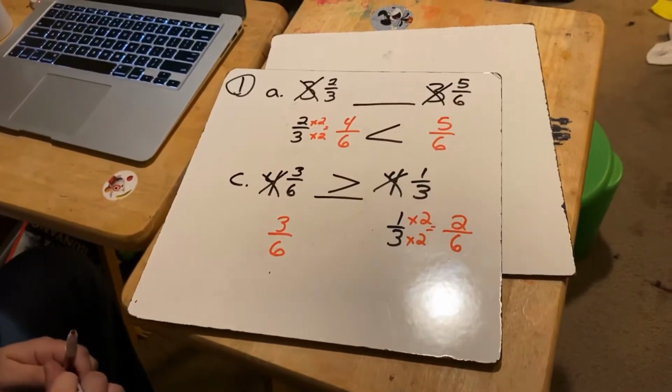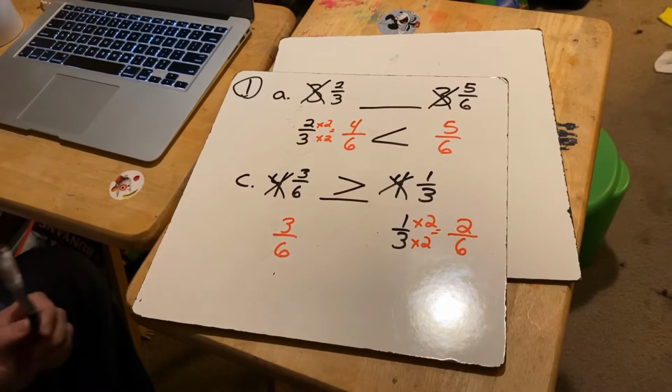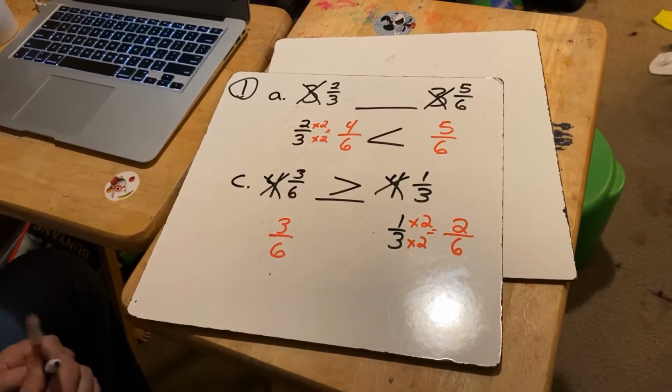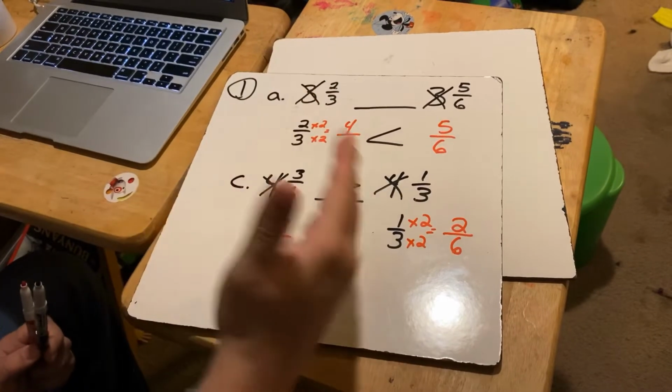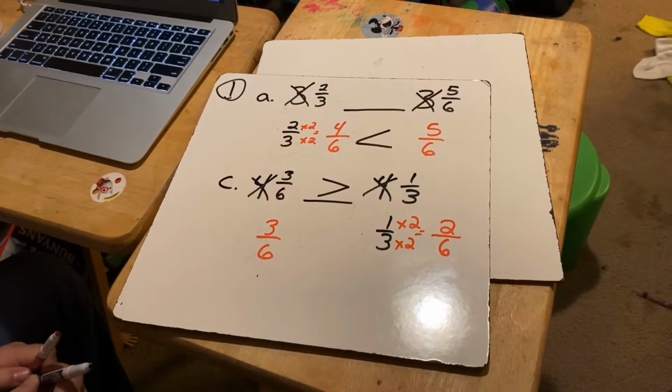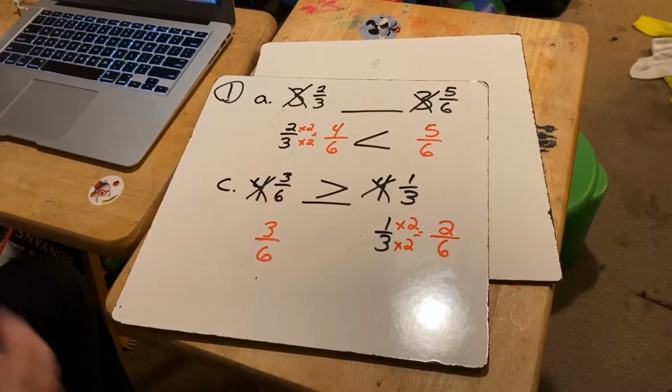We've already worked through the first. All you're doing with those first few problems is looking at your denominators and seeing, is there anything I can multiply my smaller denominator by to get an equivalent fraction that has the same denominator as my other fraction. And there we go.